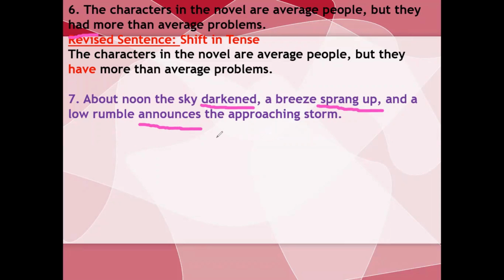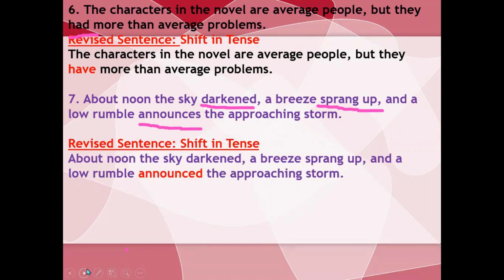If you notice, all the verbs are in the form of one word. Therefore, there is no shift in voice because verbs in the passive form are introduced by helping verbs, or what we call be verbs. Now, darkened, past tense, sprung up, past tense also, announces is present tense. Therefore, there is a shift in tense, a combination of two tenses. So, the shift here is tense. So, how do we revise it? Change announces to announced.